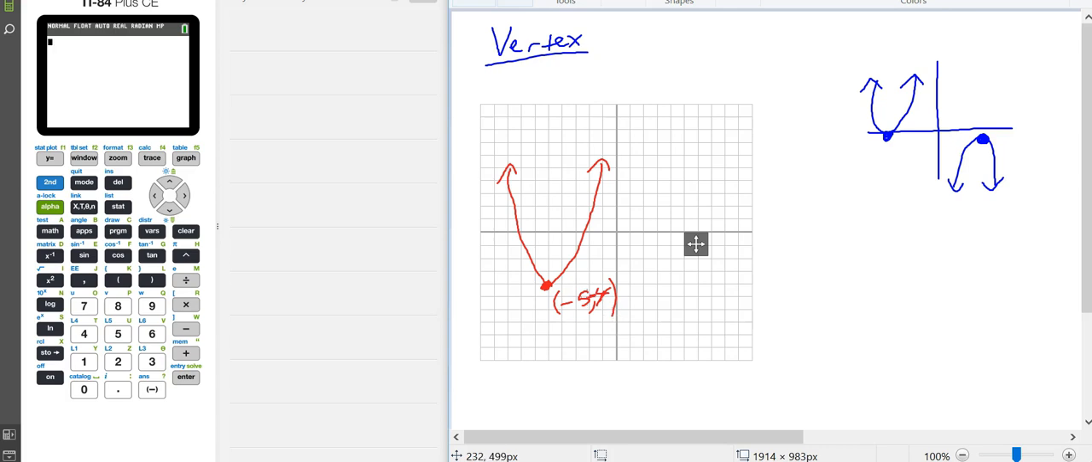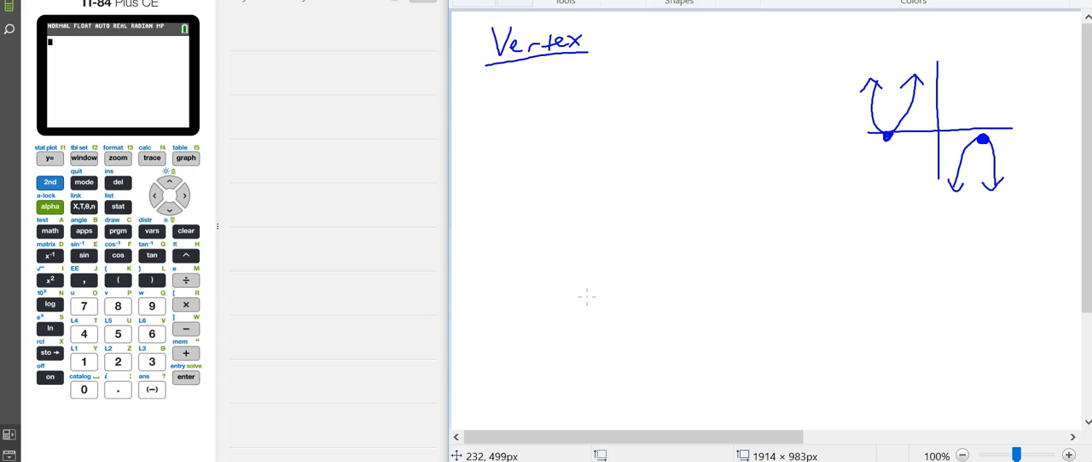Let's say you're not given a graph. Let's say you're just given an equation. Let's look at an example of that. Let's say you're given the equation y is equal to 2x squared plus 9x minus 5. The equation to find the vertex of a parabola is x is equal to -b over 2a. This will give you the x coordinate of the vertex. Then to find the y coordinate, you have to plug that x coordinate into the original equation. You might recognize x is equal to -b over 2a. That's the equation for the axis of symmetry.